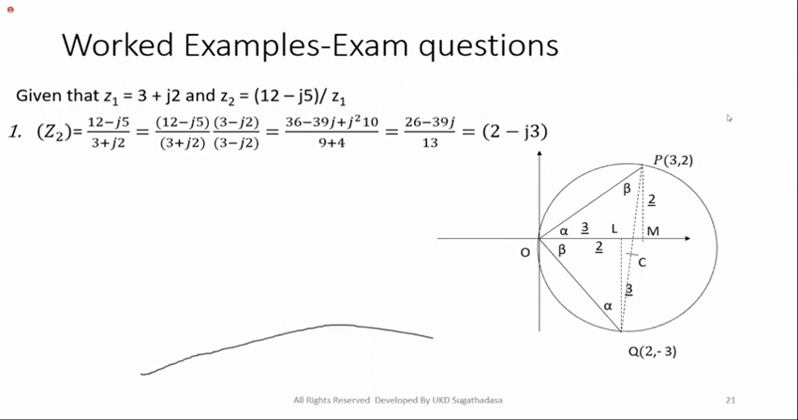If you plot the 2 points, P is (3, 2), that is in the first quadrant. See the diagram below. Z2 represents the point Q, (2, minus 3). Remember, x equals 2 and y equals minus 3. That is in the fourth quadrant. You can see the complex numbers 3, 2 and 2, minus 3.